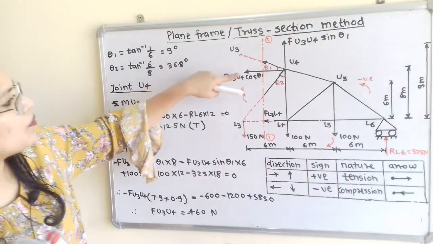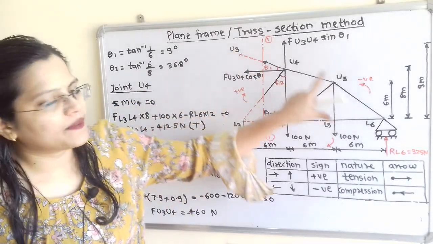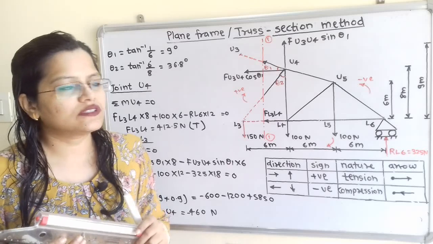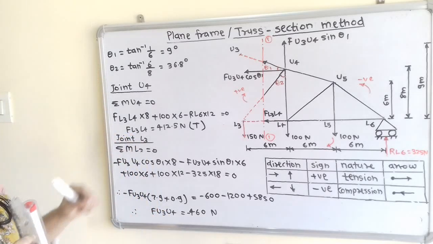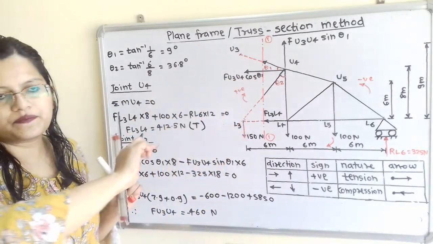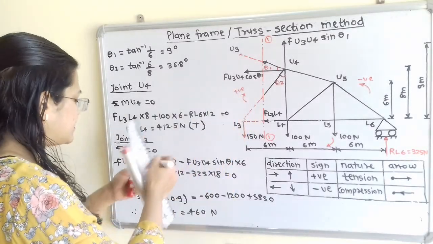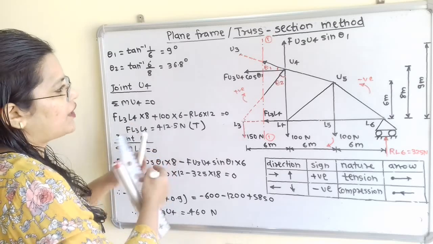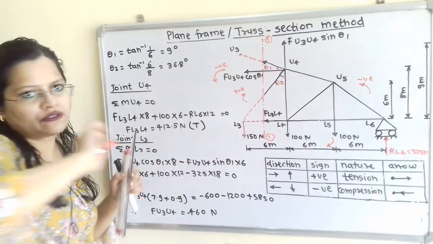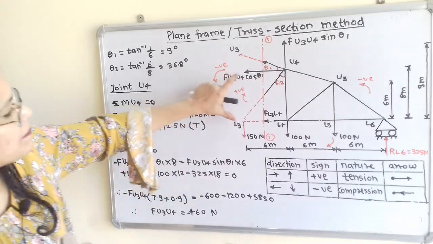Now we have to take the moment of these two components about point L3. So when we take the summation of moment of all the forces about point L3, then it is equal to 0. So we will consider the first force, FU3U4 cos of theta 1. Now if I move the compass about point L3 in the direction of this, then it is in the anti-clockwise direction. So I will show here the direction. So this is the anti-clockwise direction. So we have to use negative sign. So minus Fu3U4 cos of theta 1 multiplied by perpendicular distance.